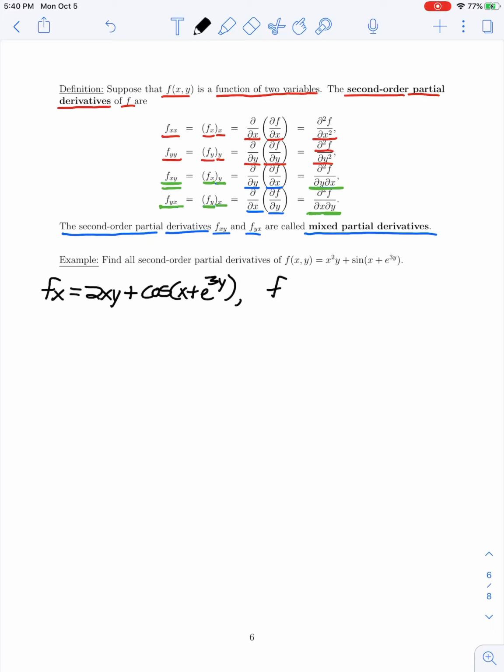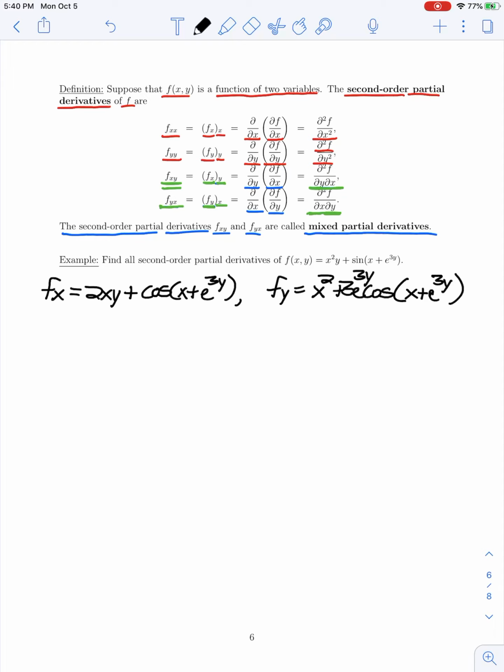And the first order partial of f with respect to y would be x squared plus cosine of x plus e to the 3y. And then the derivative of that inner function with respect to y would be 3e to the 3y. So writing that factor out in front of our cosine, we have x squared plus 3e to the 3y, cosine of x plus e to the 3y.